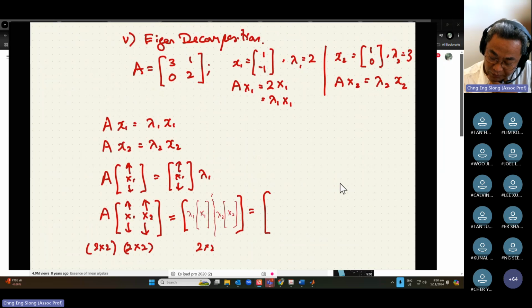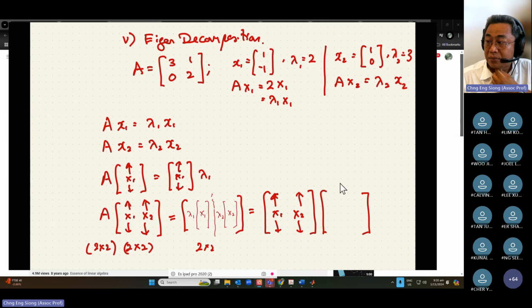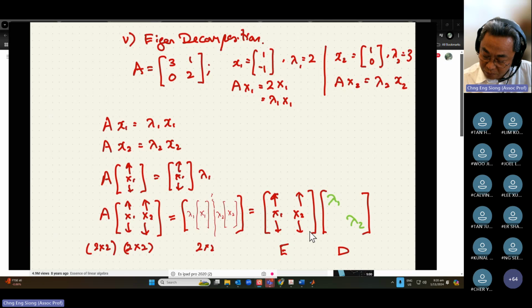If this is x1, x2, what is the way that I will write here? This is the E matrix, guys. This is the D matrix. Therefore, it is a diagonal matrix. And it will be lambda 1, lambda 2.